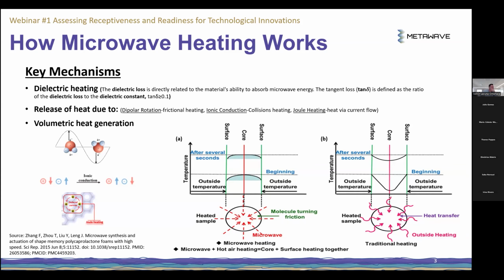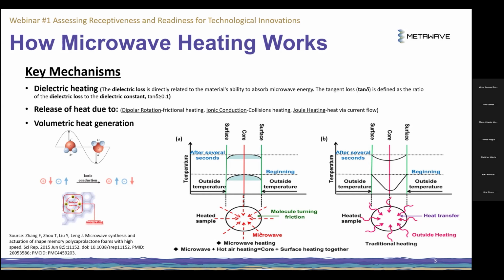Dielectric heating. This process occurs when materials absorb microwave energy due to their dielectric loss, which is quantified by the loss tangent, the ratio of the imaginary to real parts of the material's dielectric constant. For efficient heating, a loss tangent value of 0.1 or higher is typically required. Different materials respond in different ways.